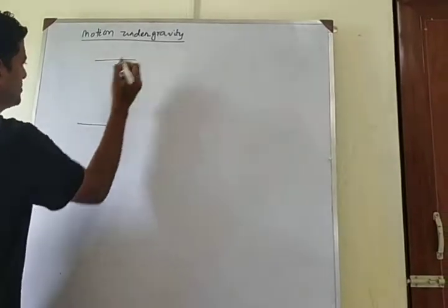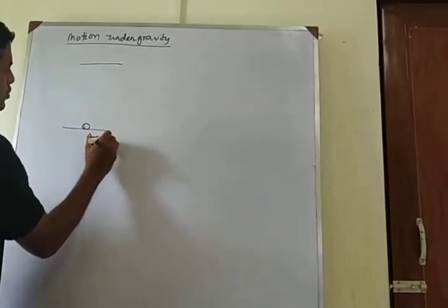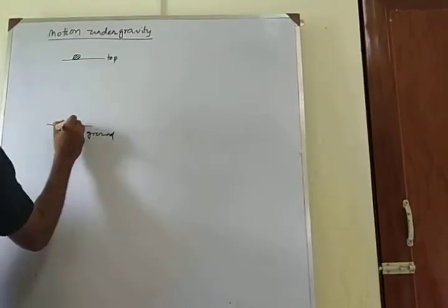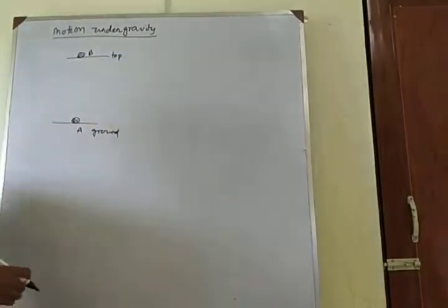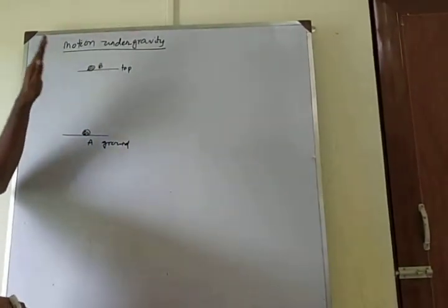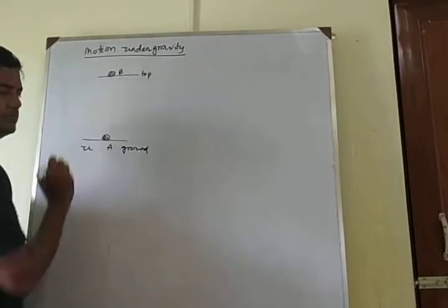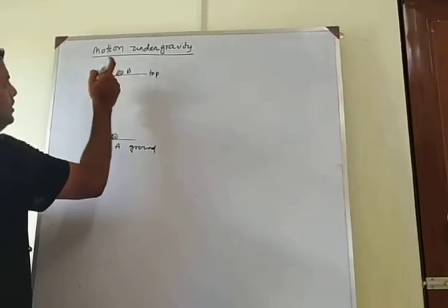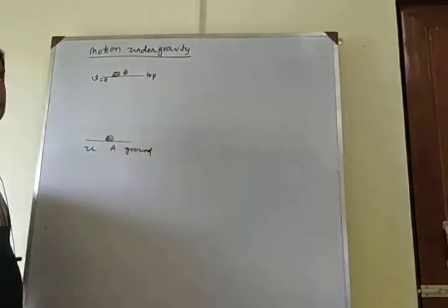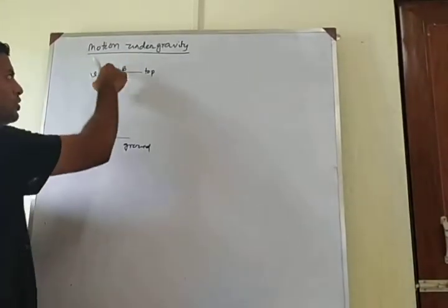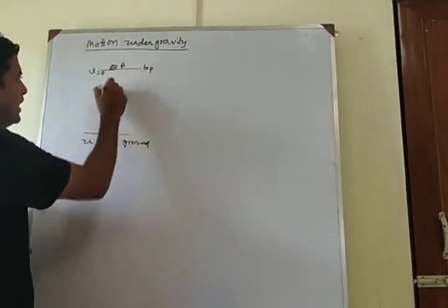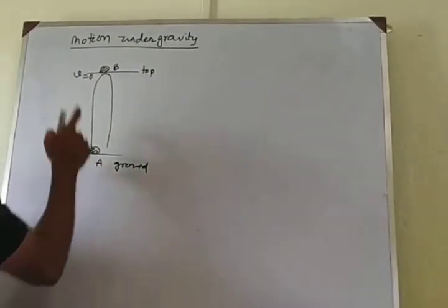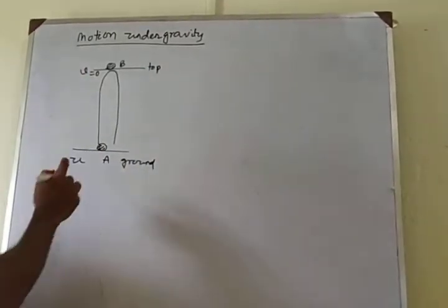A very important concept I want to share. Let's say this is ground level A and this is the top level B. While we are throwing a ball from A to B, we have to give some velocity here. Let's say we are giving some velocity u at A and it is reaching the top point B and the velocity will be 0, because if the velocity were not 0, it would go higher. Since it is going up and coming back, the initial velocity is u and the final velocity will be 0 while going from A to B.